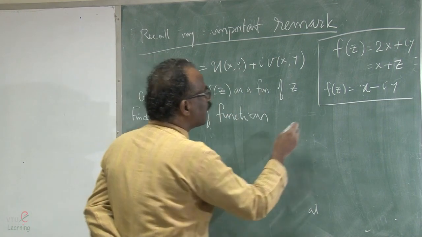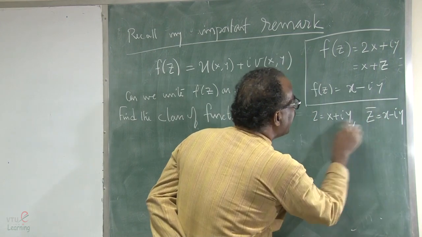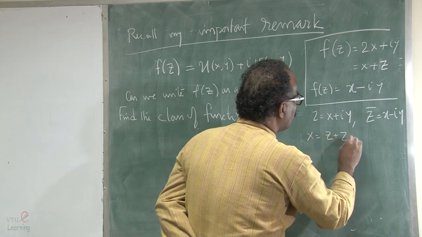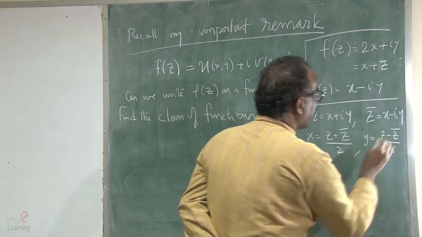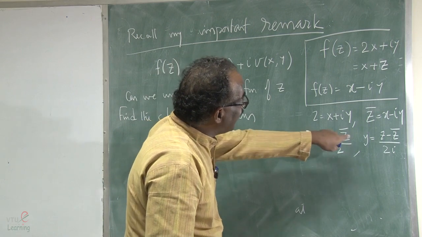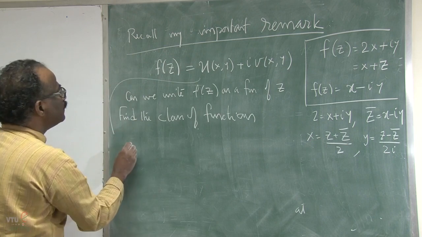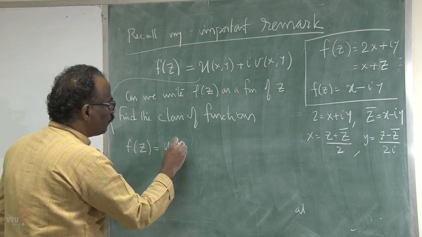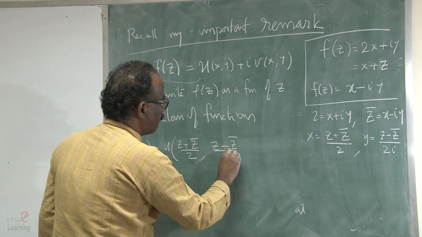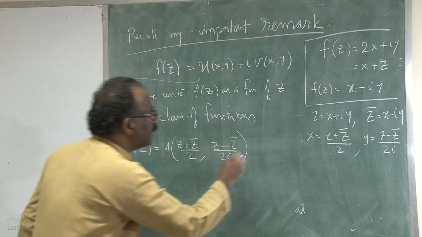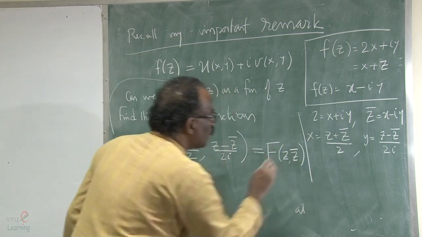So in general, you recall again, when z is equal to x plus iy, z bar is equal to x minus iy, then I can write x equal to z plus z bar by 2, probably you would have seen this observation, and y equal to z minus z bar by 2i. So I can write x not in terms of z alone, but in terms of z and z bar. Similarly, y I can write in z and z bar. So substituting here, I can at most write f of z in terms of u of (z plus z bar)/2, (z minus z bar)/2i. So in general, I can only write it as a function of z and z bar, not a function of z alone.